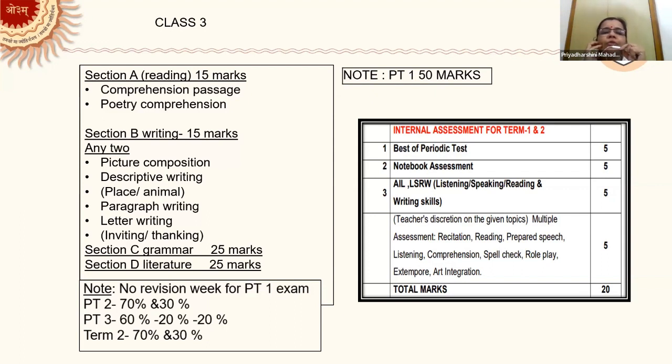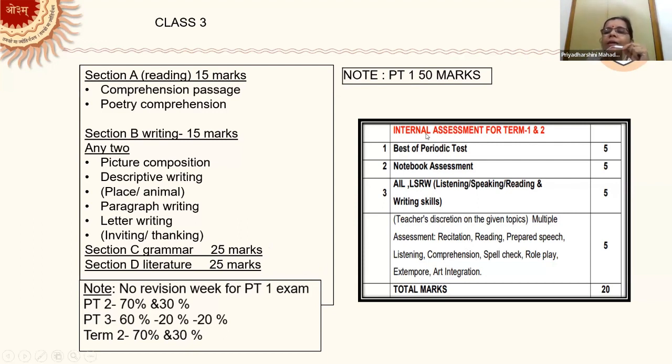So section B alone will keep on changing. Maybe for PT1, you may have picture composition. PT2, you may have descriptive writing, either a place or animal. Then you may have a combination of descriptive writing and paragraph writing, or paragraph writing and letter writing. Or letter writing and picture composition. It will be like that. So section C, 25 marks, and section D, 25 marks. There might be slight changes in the course of study. So once we get the new course of study, we will discuss about this pattern exactly during the monthly meeting as well.